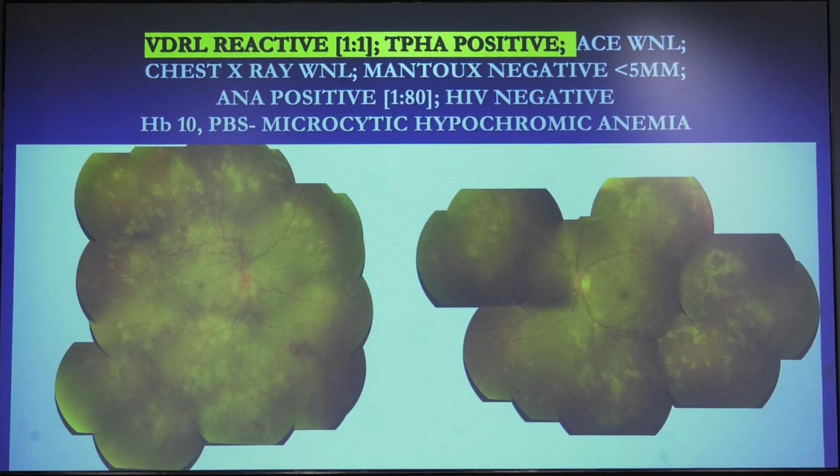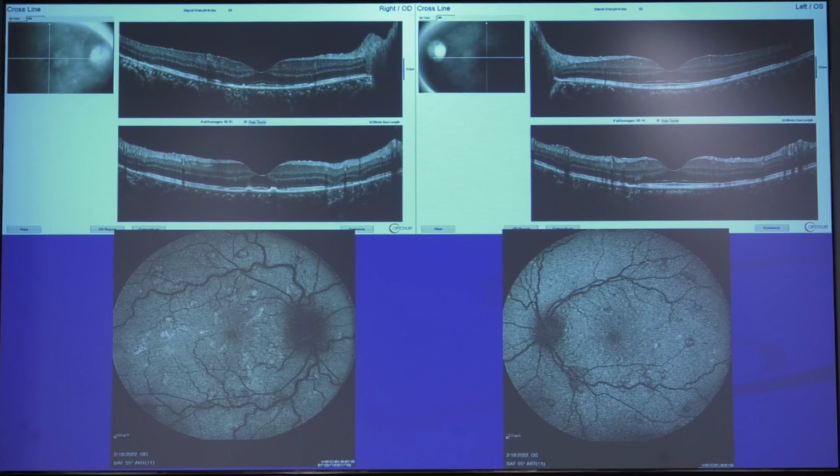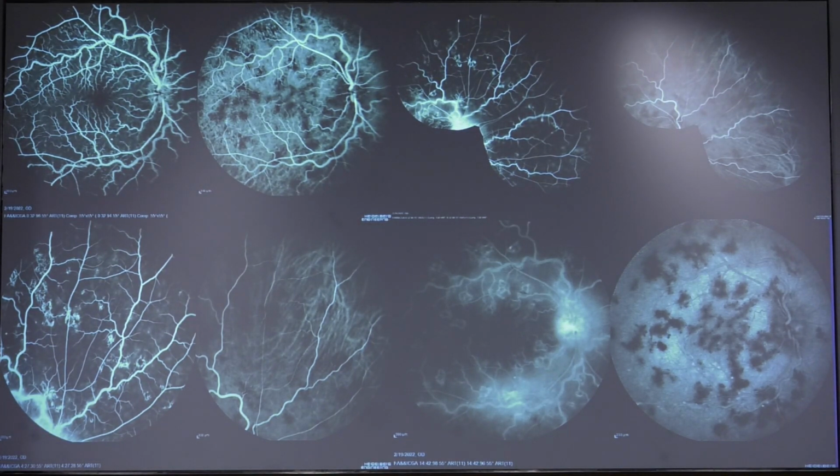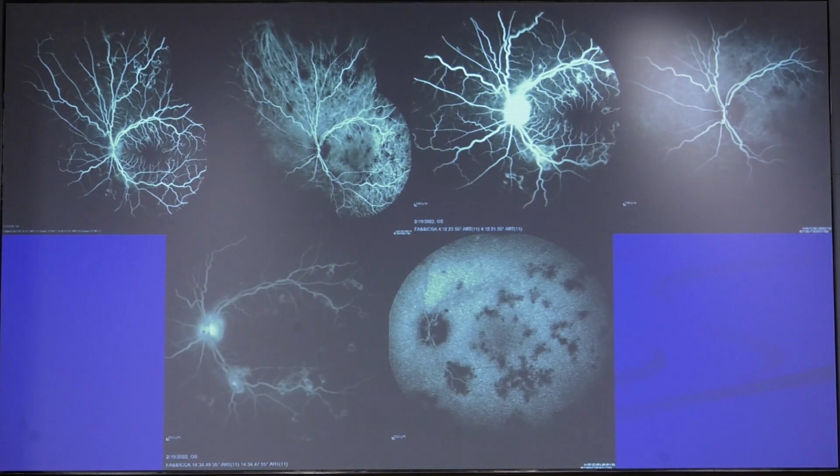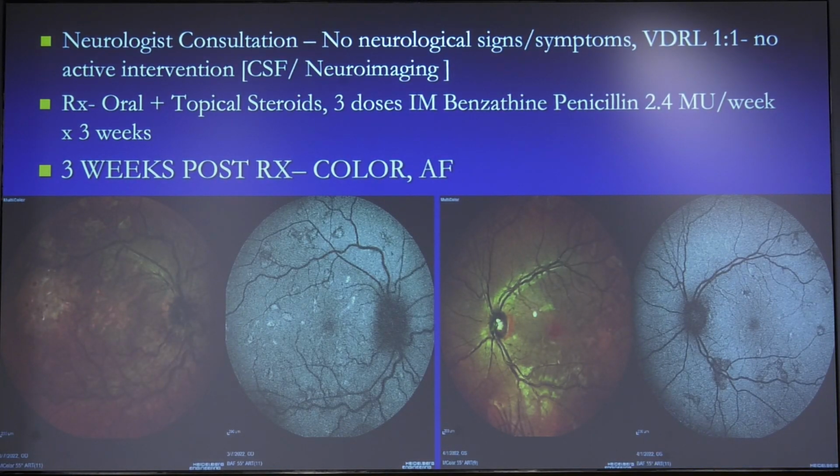VDRL was reactive, TPHA was positive, ACE was normal, chest X-ray was normal, Mantoux was negative, ANA was positive, and HIV was negative. And this is the OCT, which has nicely been covered by Dr. Risha, and you can see the hyperautofluorescent areas more in the right eye showing active choroiditis. This is what the FFA and ICG look like, and you can see hypo- and hyperfluorescence and a lot of hypocyanescence also in both eyes corresponding to the areas of activity.